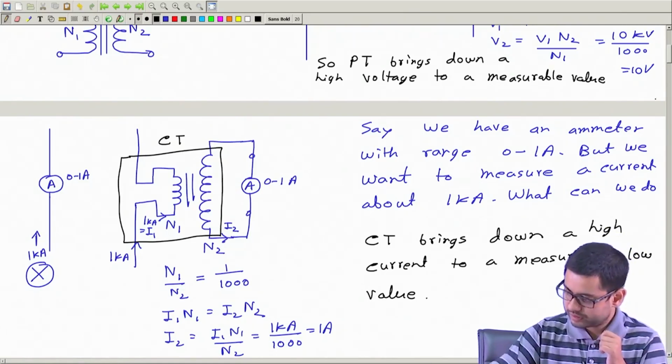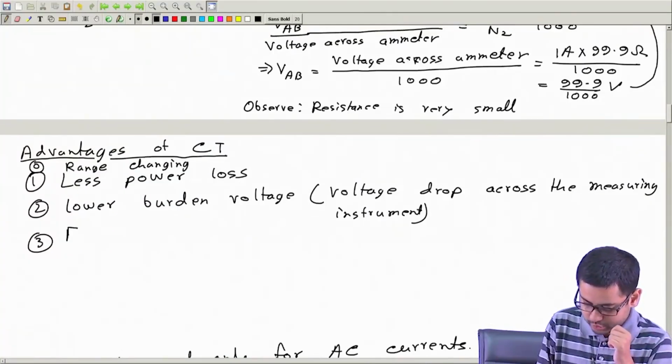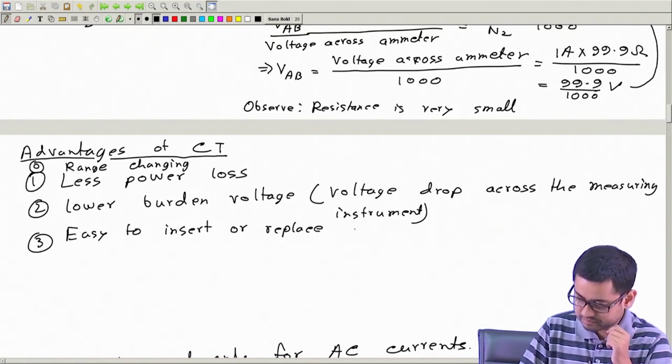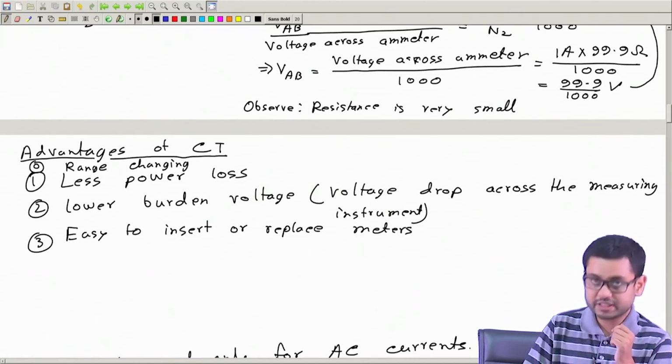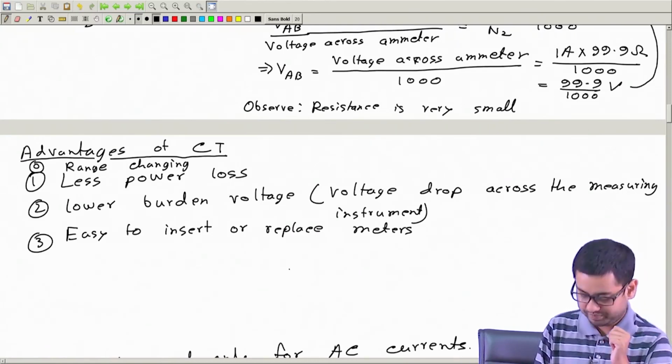Okay, and also, so let us write that easy to insert or replace meters, since the meters are connected only across this secondary of the transformer. The main line is not touched at all.